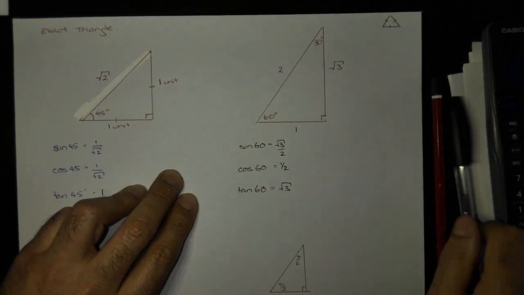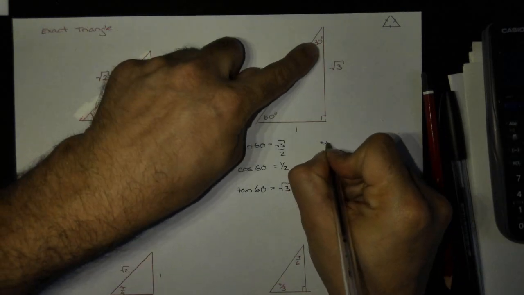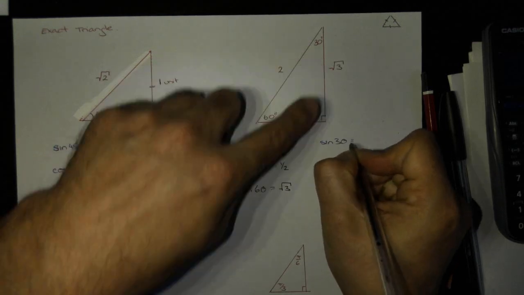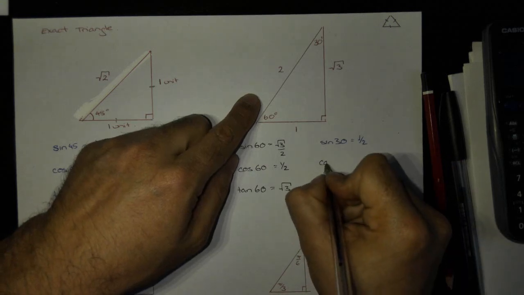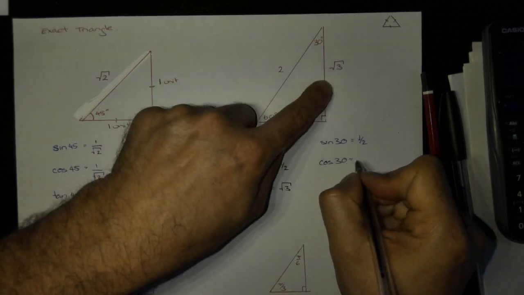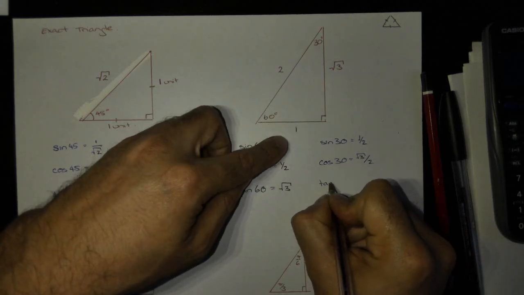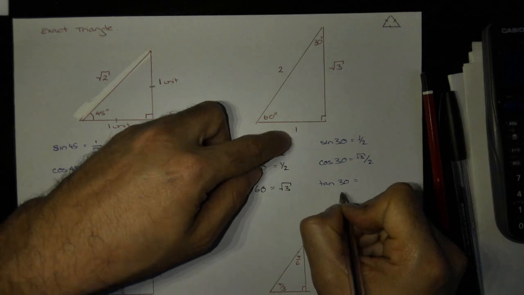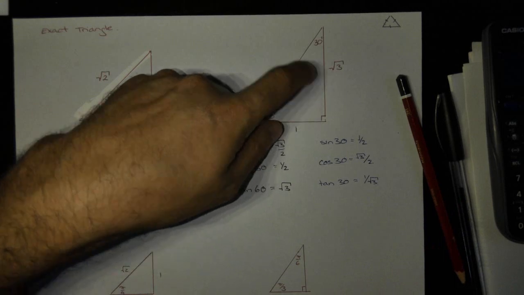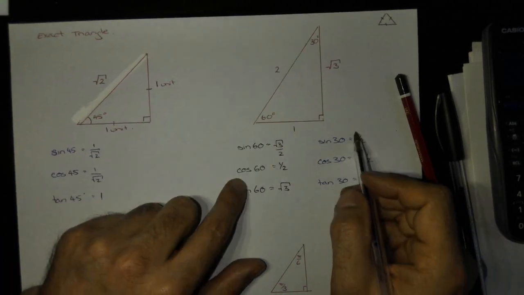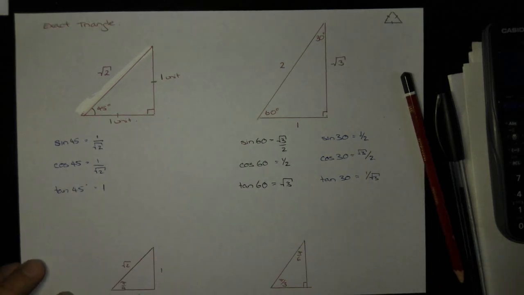We also then get sine 30. That's going to be opposite over hypotenuse, that's a half. We get cos 30, which is adjacent over hypotenuse. And we get tan 30, which is opposite over adjacent. Okay, note that these two swap around. They're complementary angles.